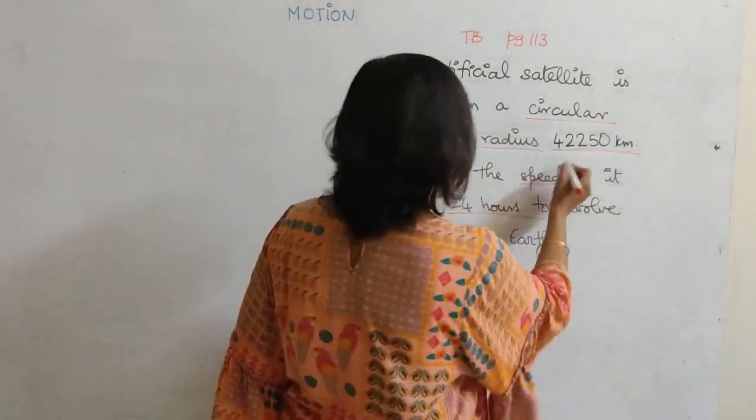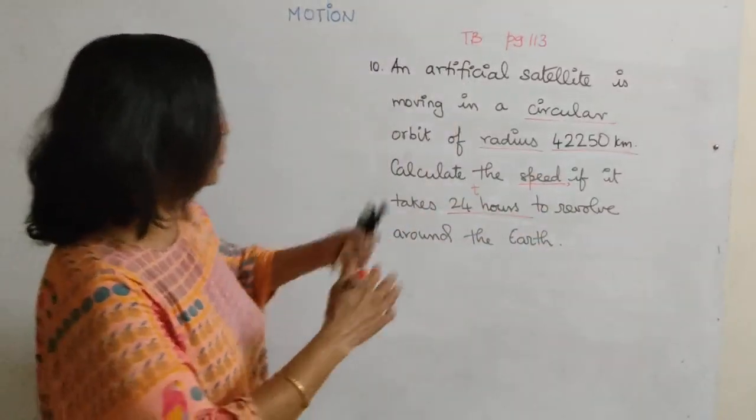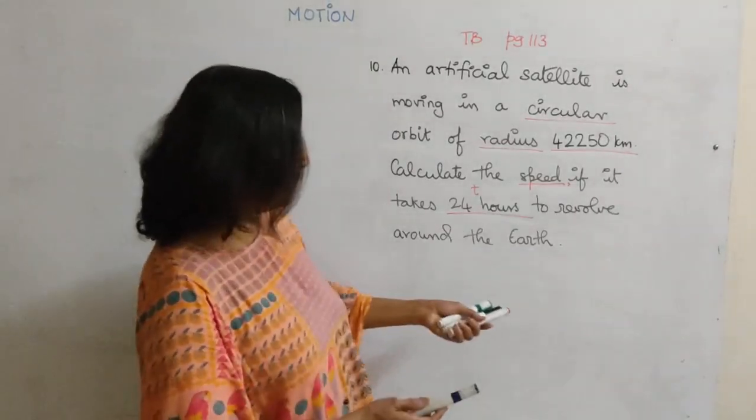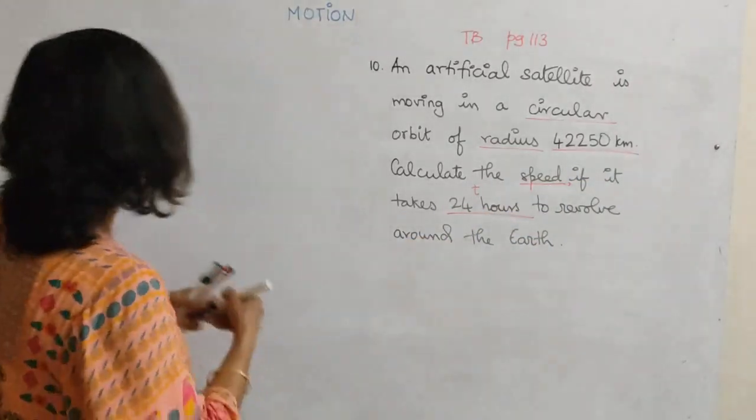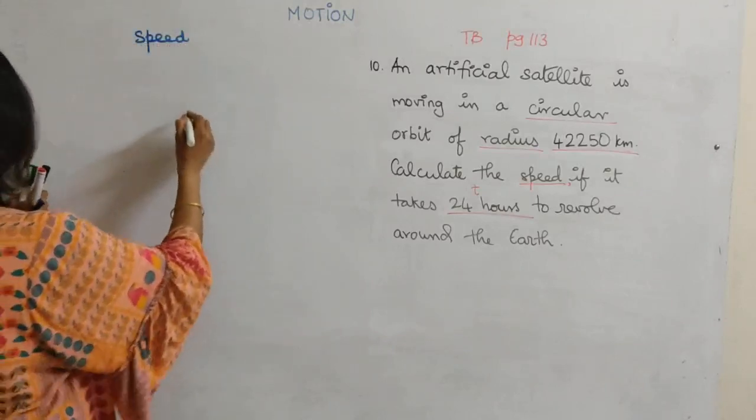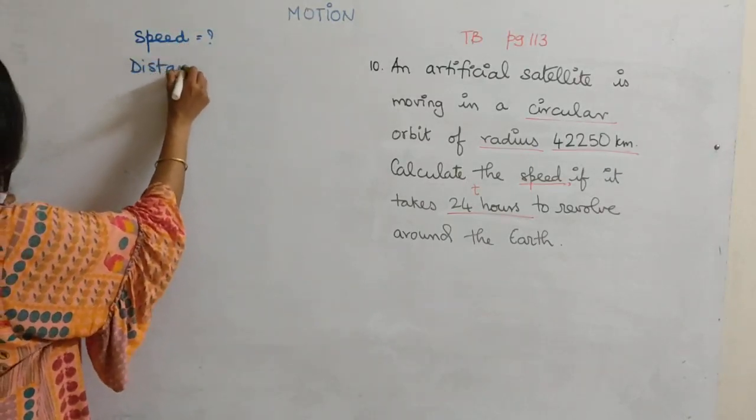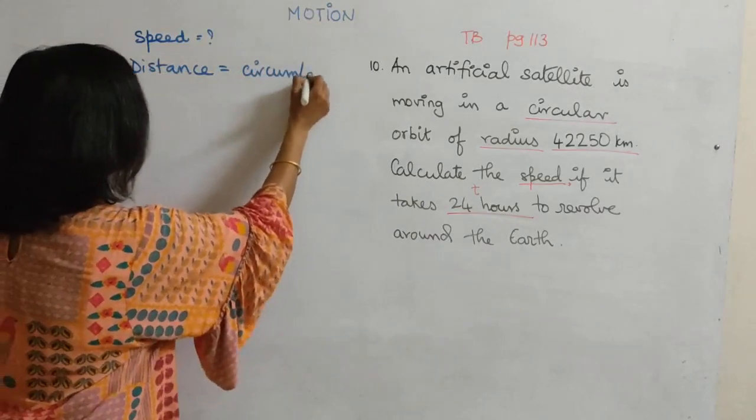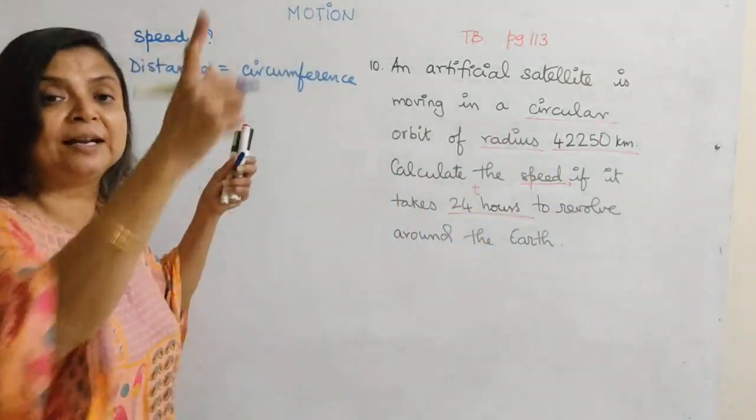So this is the radius and this is the time. We are supposed to calculate the speed. Because it is a satellite, we will keep it in kilometers per hour, since in any case it is given in kilometers and hours. As I told you earlier, it depends upon the situation. So we have got to find the speed, right? And the distance is actually the circumference, because it is a circular path.